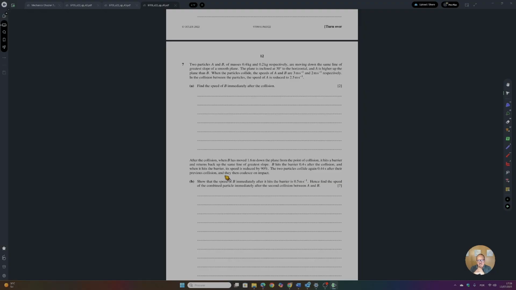Okay, it seems a lot, so let's break this down into smaller steps. It combines the topic of collisions, of momentum, with the topic of kinematics. So you have to deal with these two at the same time. So what do you have? Let me go over here.